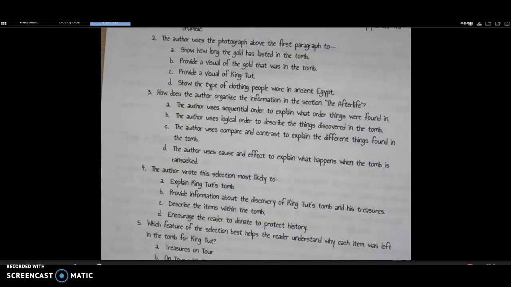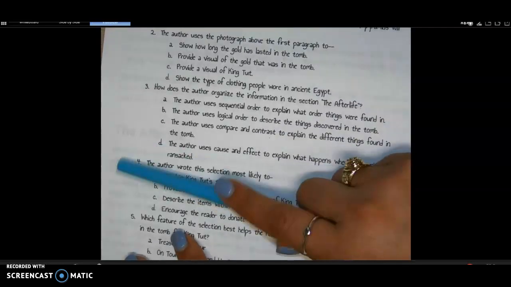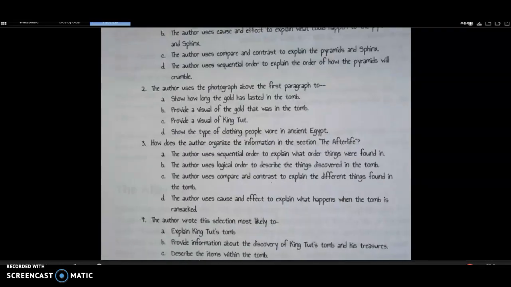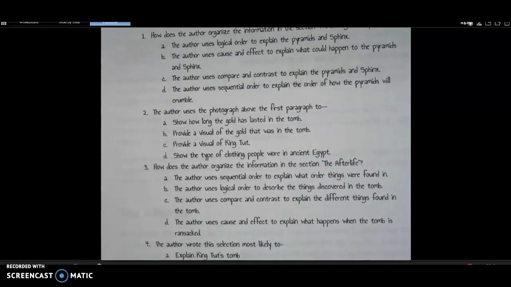So we have talked about all of these questions. 4 hasn't been recently, but we have had these conversations. So just remember the strategies that you have to do.